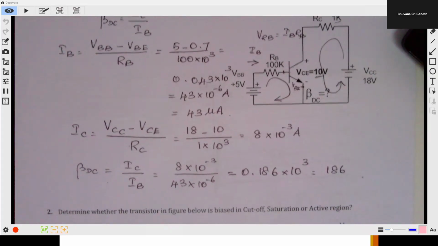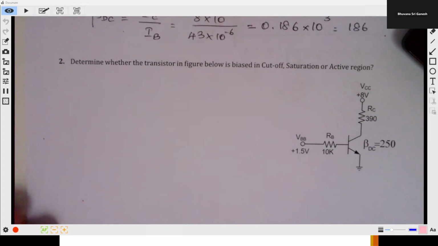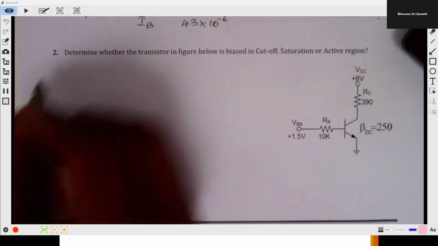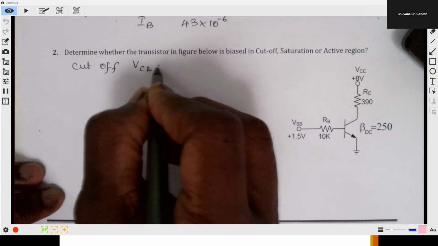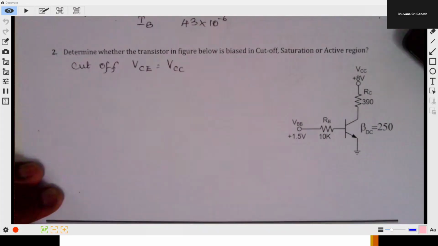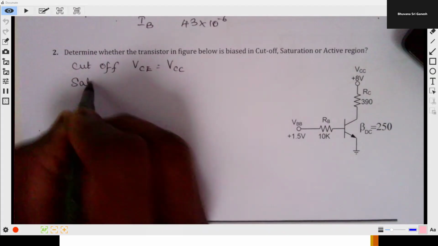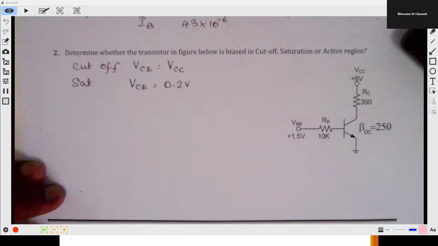We have finished this problem. The next problem: determine whether the transistor in the circuit is biased in cutoff, saturation or active region. For this again you have to calculate IB and IC and also VCE, because when the transistor is in cutoff, VCE is going to be equal to VCC. There will be some IC, some IB. When it is in saturation, VCE is going to be 0 to 0.2 volts.